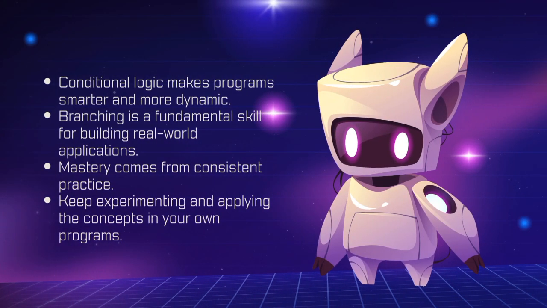To wrap up today's session, here are the key takeaways. Conditional logic allows a program to think, evaluate situations, and choose different actions based on what the user provides. This is what makes software feel responsive and intelligent. Branching using if, elif, and else is a basic but essential skill, especially when building real-world applications like login systems, grading tools, or anything that requires decision making.